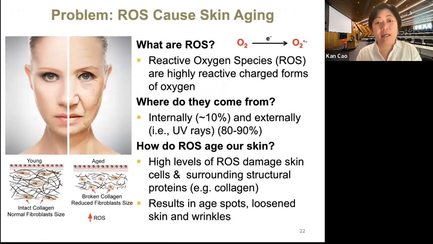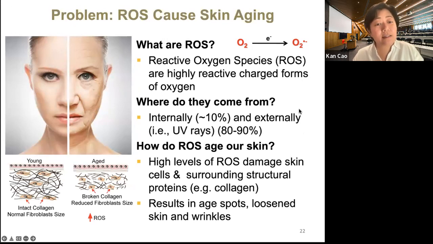So we mentioned the ROS a number of times now. What are ROS? They are reactive oxygen species. These are the highly reactive charged forms of oxygen. And they do so much damage to our cells. But where do they come from? Naturally, based on our metabolic activities, we generate about 10% of the ROS in our skin cells. And externally, especially from UV radiation, 80 to 90% of the ROS are coming from that.